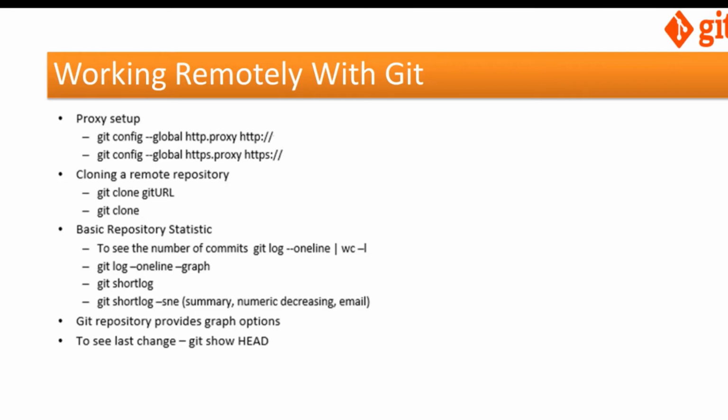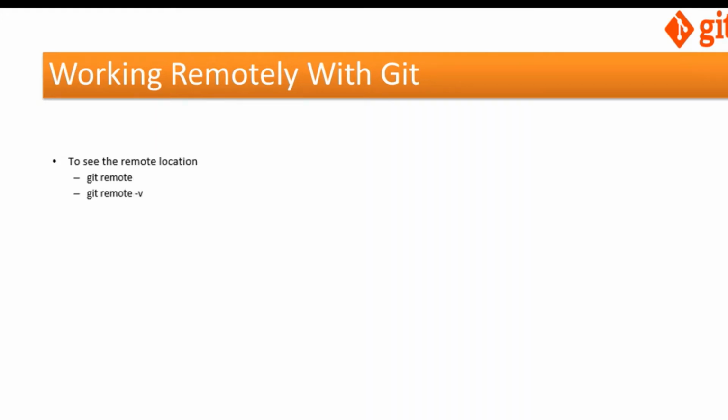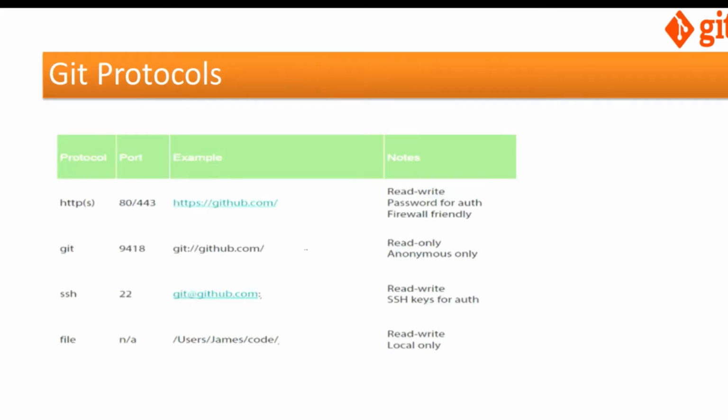Cloning a remote repository, you have to perform git clone with the git URL. For basic repository statistics, we can see git log with oneline and graph, and git shortlog with summary, something like that. The git repository provides graph options as well. To see the latest change, we can use git show and HEAD. Working remotely with git, to see the remote locations, we use git remote or git remote hyphen v. Git protocols supported are https, git, ssh, or file.